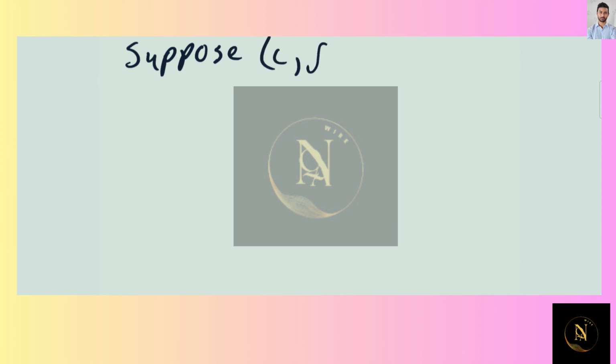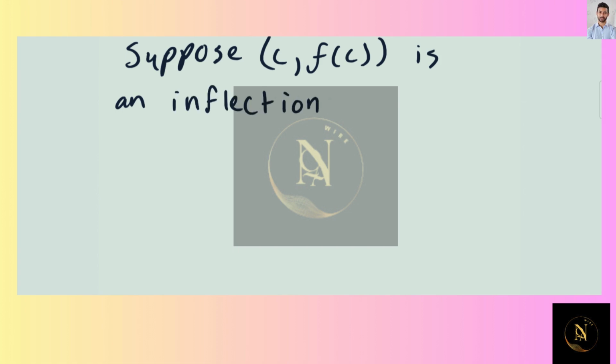So let's suppose (c, f(c)) is an inflection point of our graph, or of our function f(x). And so what we're going to do is, since we know that our point (c, f(c)) is an inflection point, we can use the fact that the concavity is going to change at x equals c.